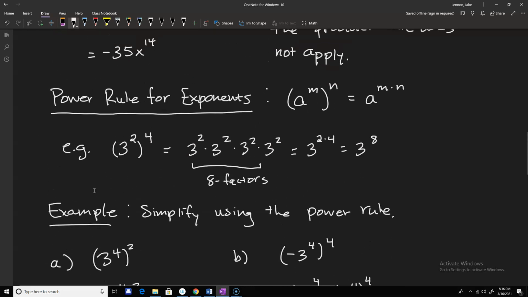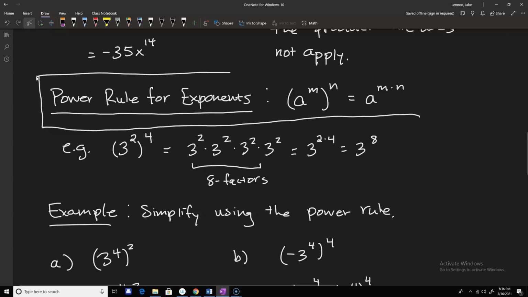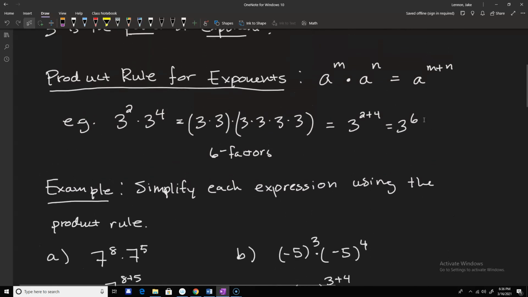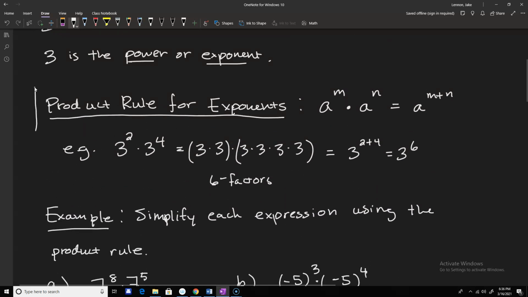And then we had the power rule. So this is the second rule. And the first two rules both deal with how to simplify an expression with the same base or matching bases. So you multiply when you have a to the m raised to another power, and for the other one, if you have a to the m times a to the n, then we just add them. So those are the four rules that we looked at today.